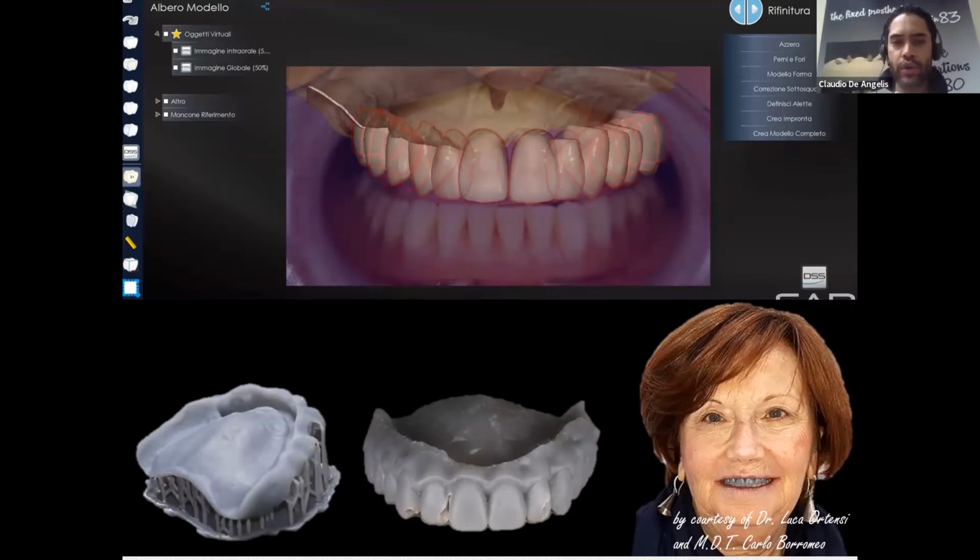You can also produce with this a printed denture, a very quick printed denture. This case also has some years, and at that time the white resin to produce the provisional, the pre-visualization denture, didn't exist.